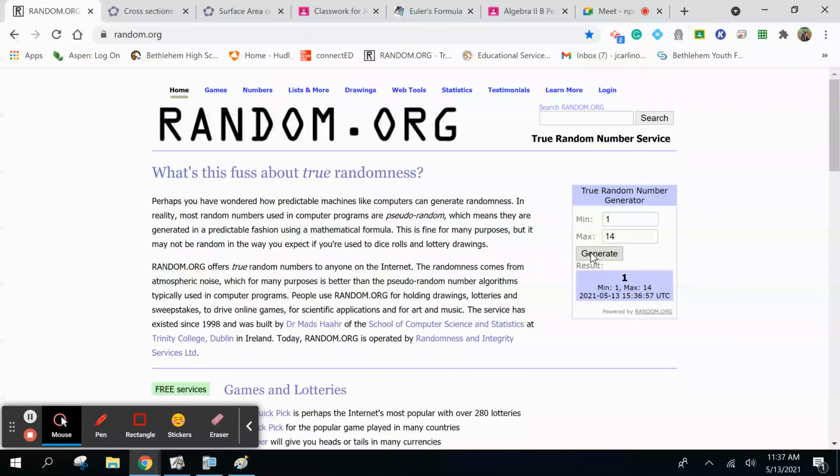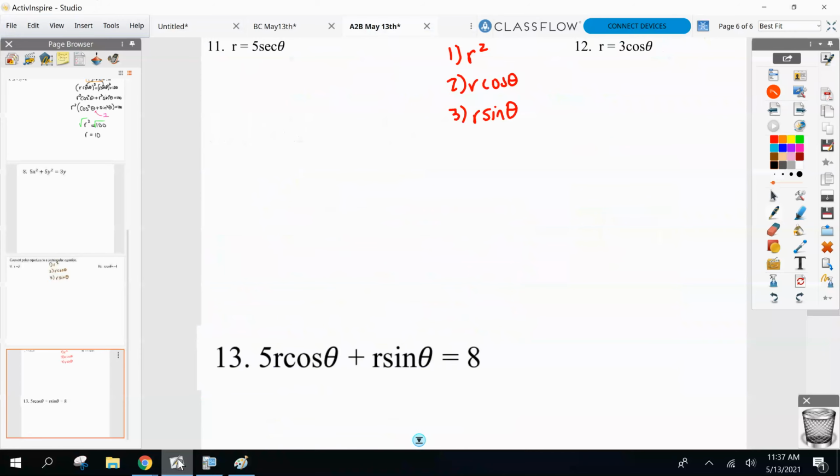Bassett, what do you got? How else can I get r squared other than squaring it? Multiply each side by r. Good job. Multiply both sides by r. So I'll get r squared on this side, and then I'll get something nice on the other side as well: 3 r cosine theta. Sometimes squaring would work, sometimes it doesn't. So I need to multiply both sides by r.